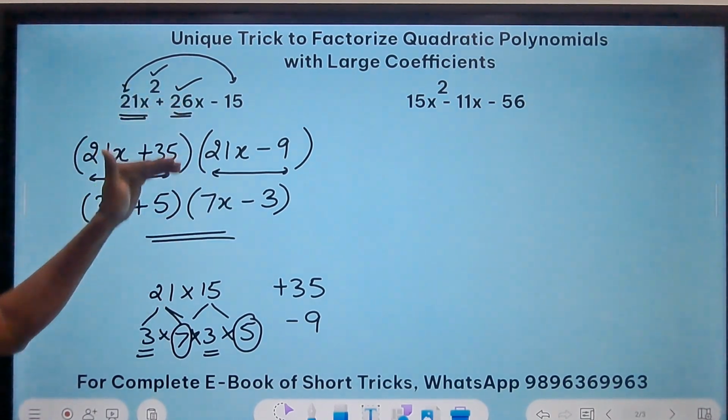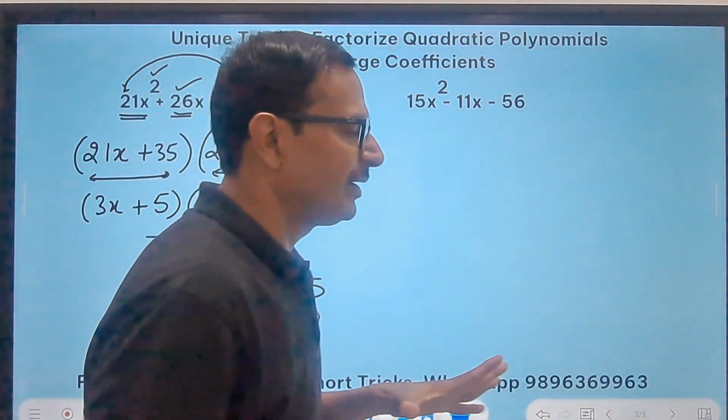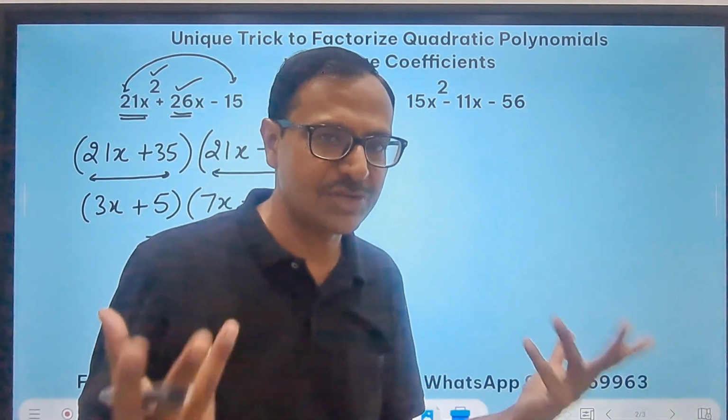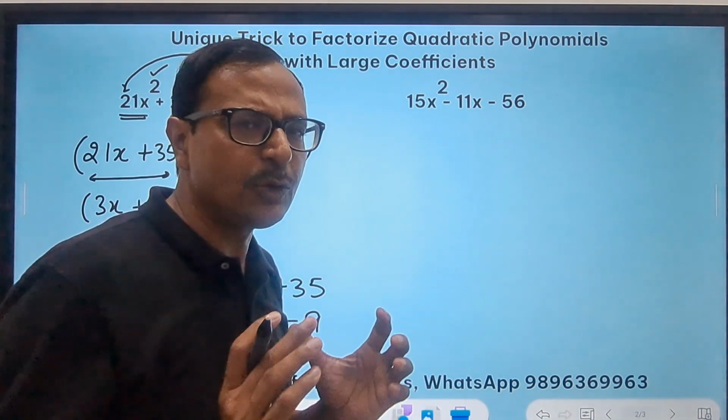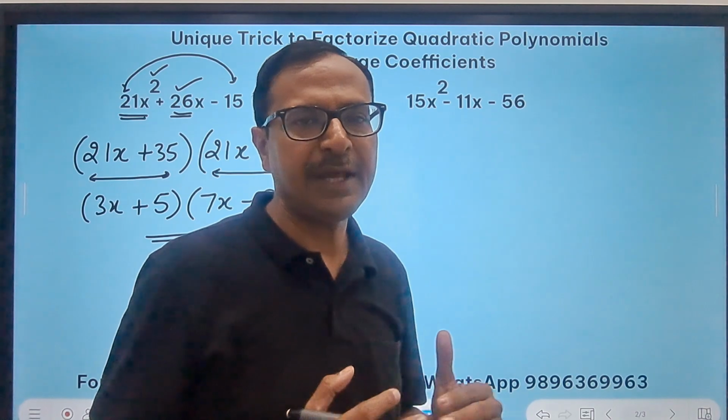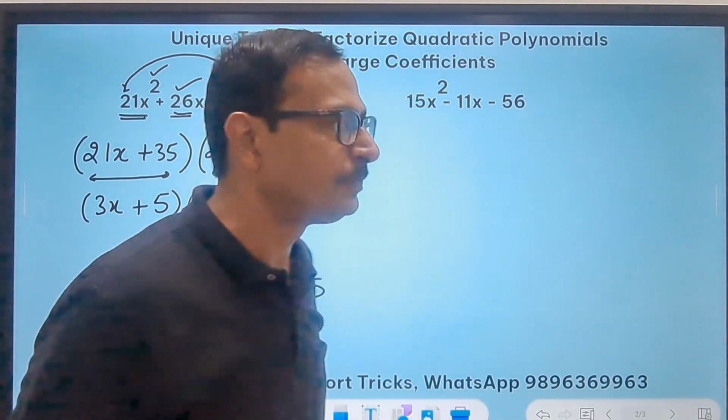Now see, the number of steps have reduced, and I think you will be feeling more comfortable. I'll take 2 or 3 more examples with larger coefficients now, and we will try to eliminate the steps also so that we can reduce the time to be taken for factorizing such polynomials.